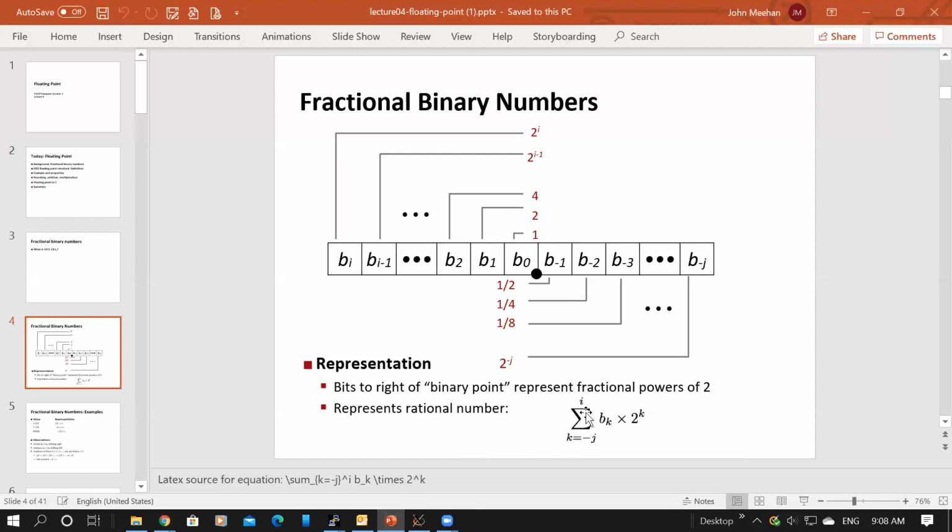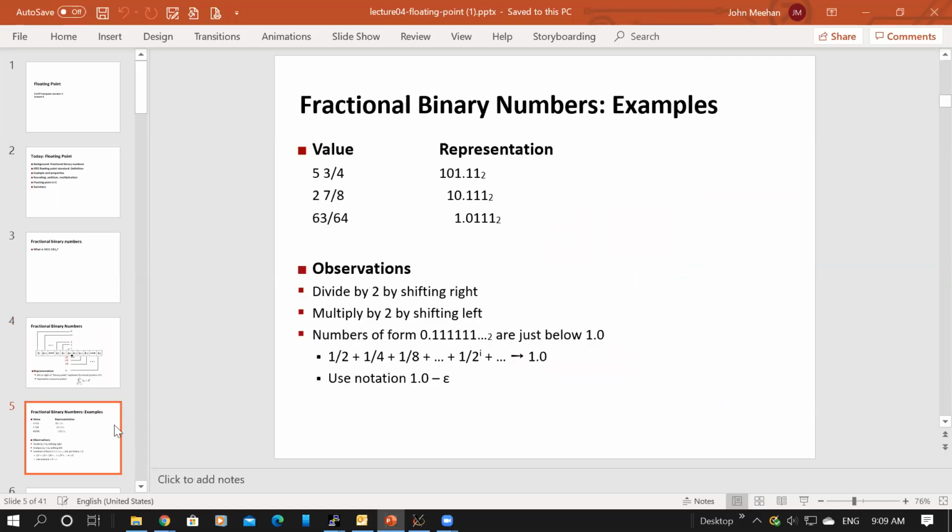So to express that, you have the summation. k goes from minus j to i, from right to left, of b sub k, whether I have a 0 or a 1, add something in or don't, times 2 to the k. So k is just varying from minus j to i. And so that's the essence of positional notation, right? That's just expressing it as a sum. So let's look at some examples.